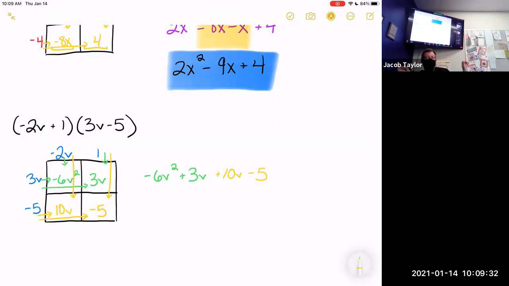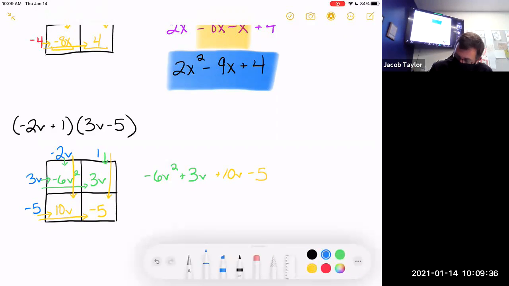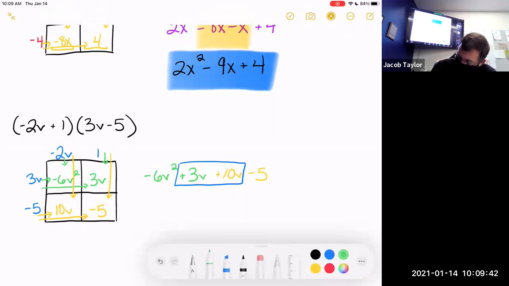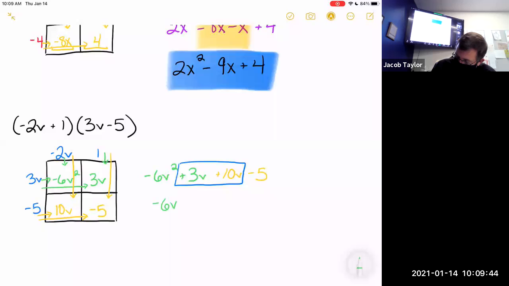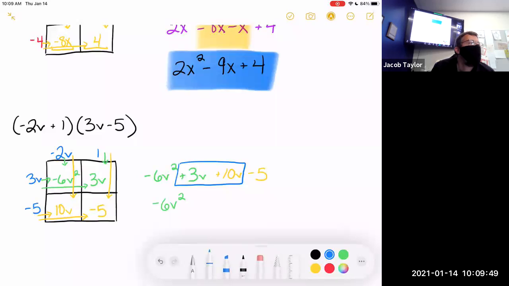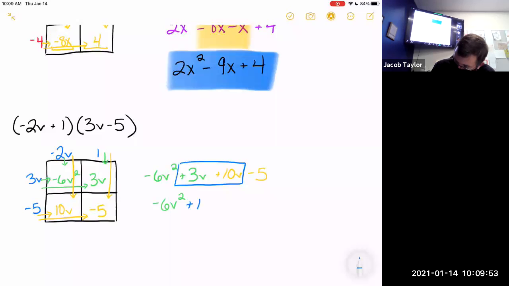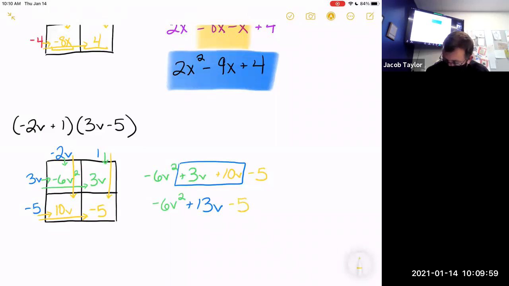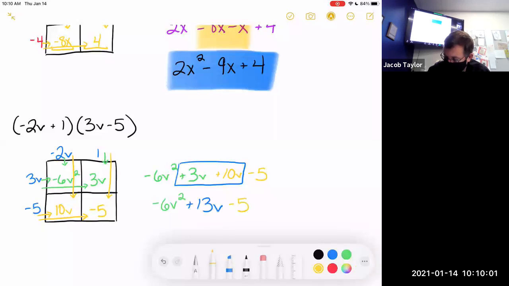Looking at this expression that we wrote, is there anything that can be combined? Yeah, we got some v's. That's going to give me, very good, 13v. Can anything there be combined?